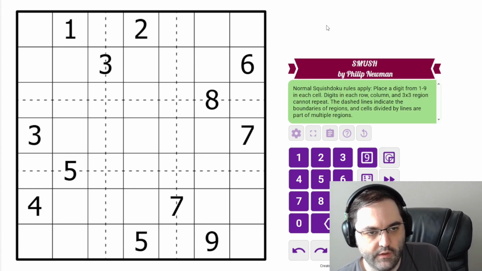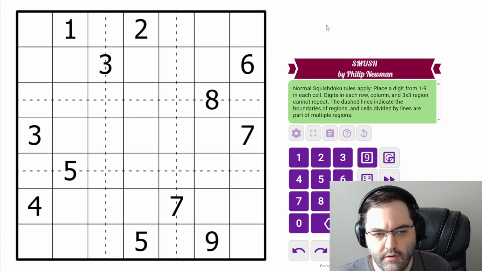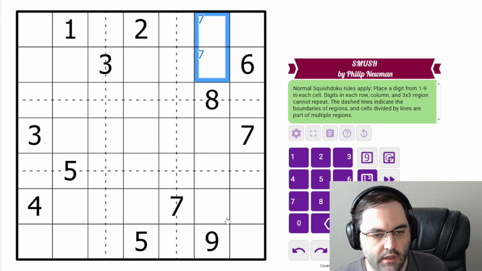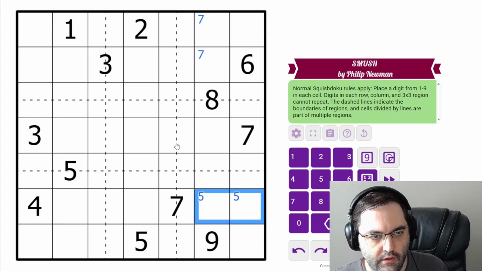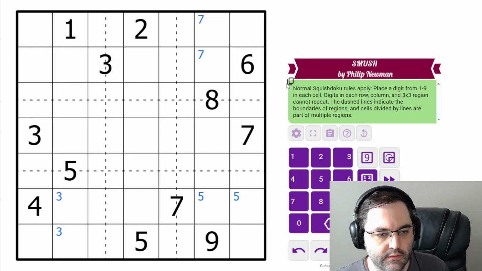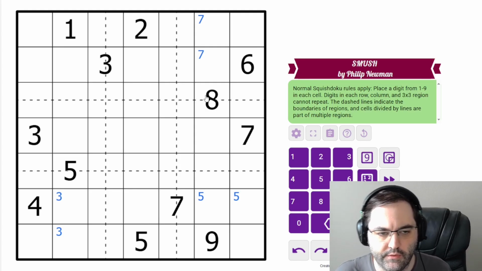So where to start with this one? I mean, there are little things that you can do. 7 in this box goes up here. 5 in this box goes here. What else? 3 down here. I think those are all of our duplicated digits. Not super obvious where to start.